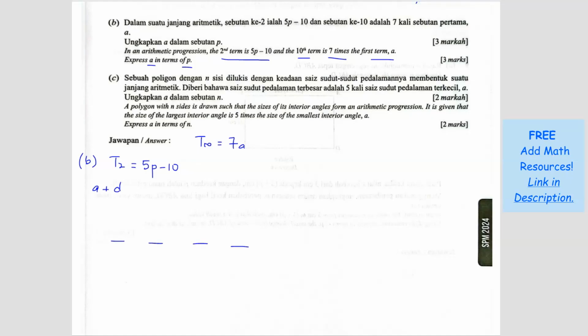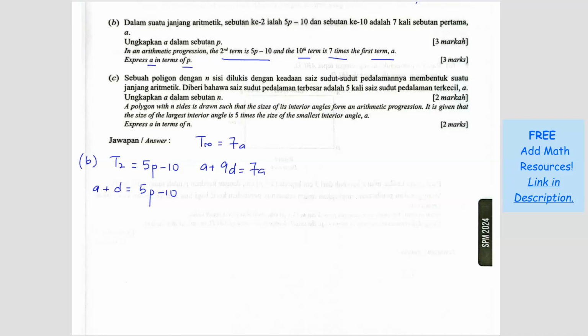That means A is the first number. Let's say you have a sequence here. The second term will be the first value, term 1, A, and then you plus D to get the second term. So we can write in terms of A and D. So A plus D equals 5p minus 10. This is your first equation. The 10th term will be A plus 9D. A plus 9D equals 7A.